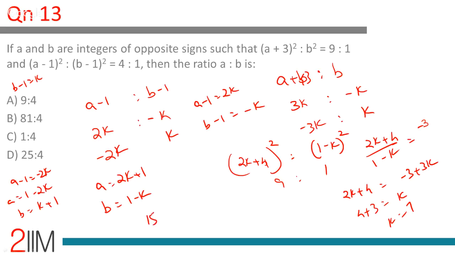7 into 2, 14 plus 1, 15. Minus 7. A and B are 15 and minus 7. That is a possibility. So a minus 1 whole square, 14 square. Get k as 7, minus 7. B is 1 minus k. K is 7. A is 2k plus 1, which is 15. B is 1 minus 7, which is minus 6. 15 and minus 6. A minus 1 whole square is 14 square. This works. So 15 and minus 6 are A and B. That is a possibility.